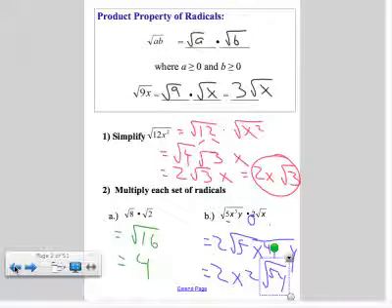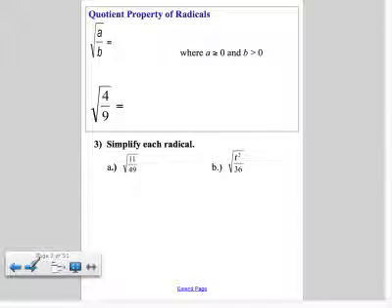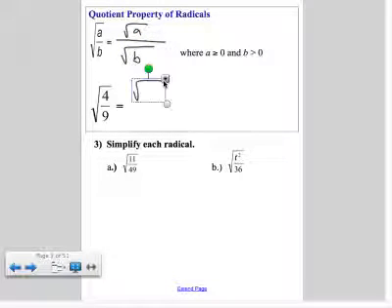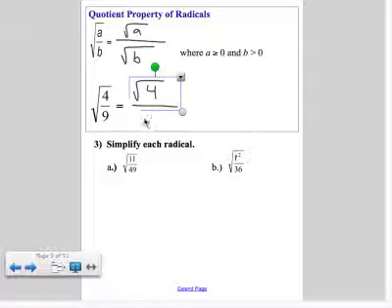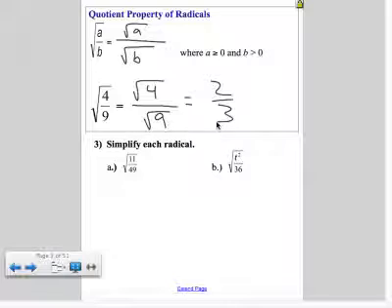Okay, let me go one more page. The next property we're going to look at is the quotient property of radicals. Same idea now, except now you're just dividing. So in other words, the square root of a over b is the same thing as the square root of a divided by the square root of b. Okay, so the square root of 4 over 9 is the square root of 4 divided by the square root of 9. Well, that's just 2 over 3. All right, and you're done there.